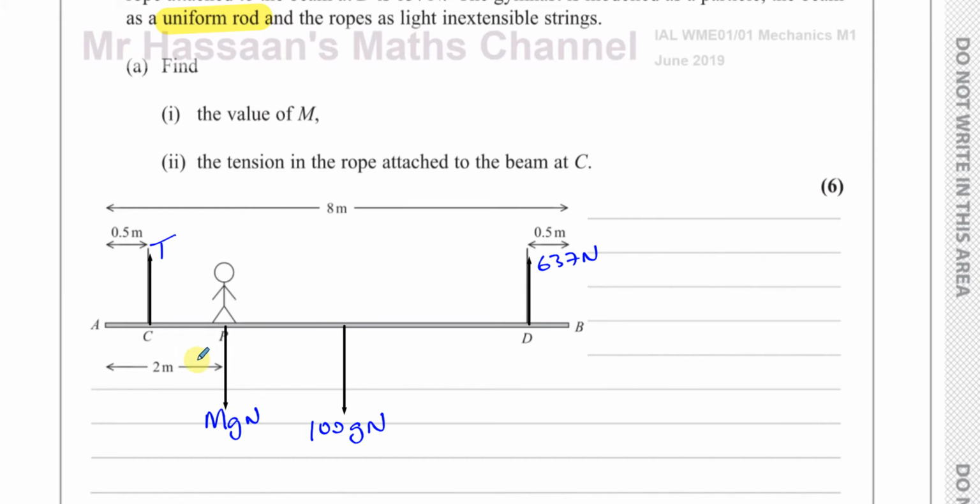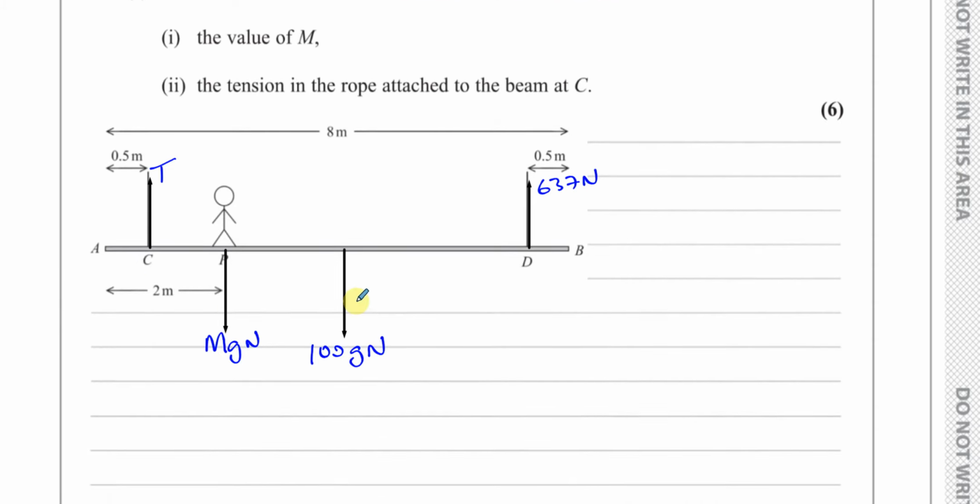So for example, if I take moments about C, then the moment of the force T about C is 0, because the moment is the force times its perpendicular distance from the point that you're taking moments about, and this is on C, so the moment of T on C will be 0. So taking moments about C is going to help us eliminate T and leave us with one unknown. So I'm going to take moments about the point C.